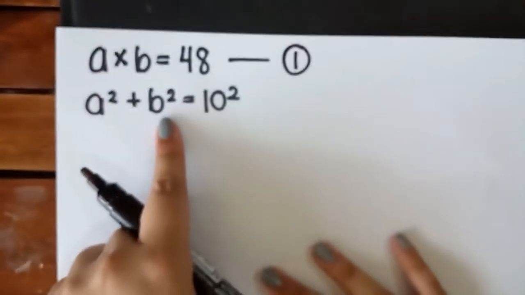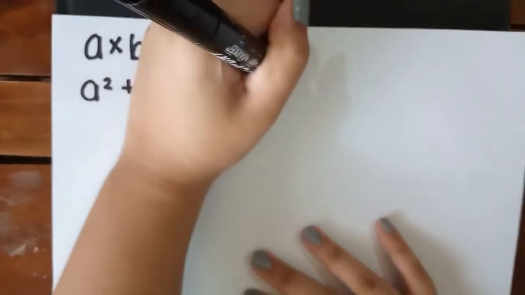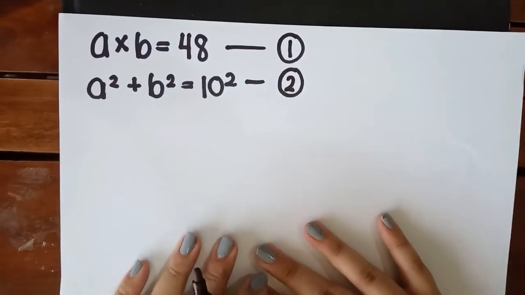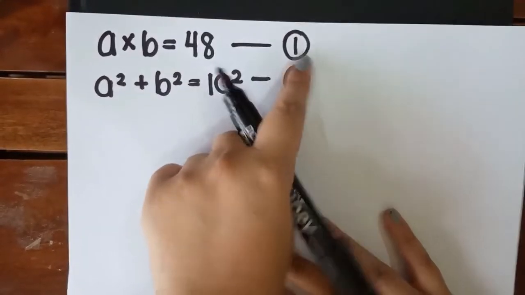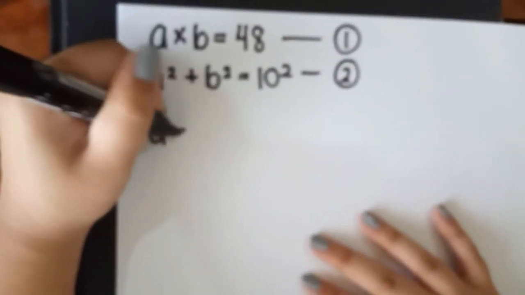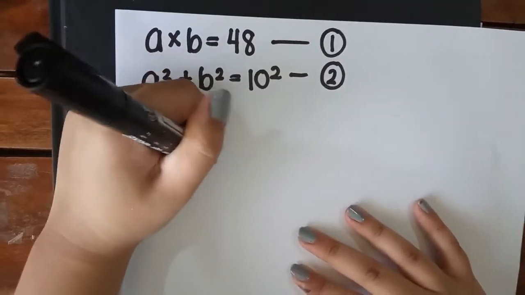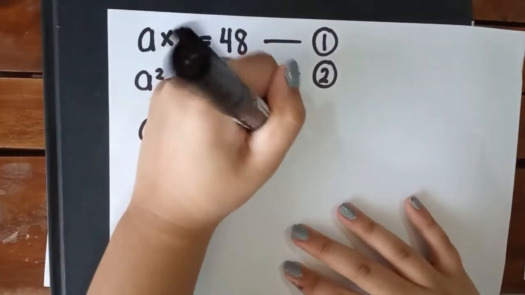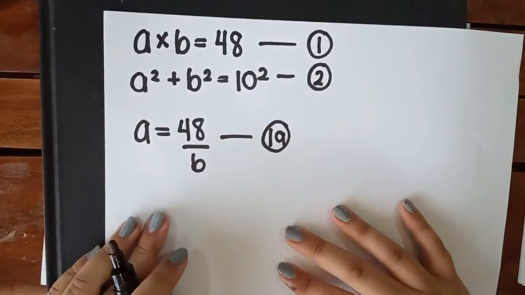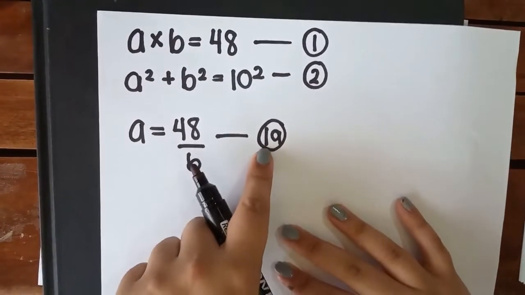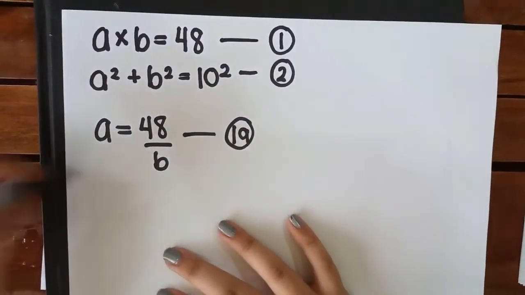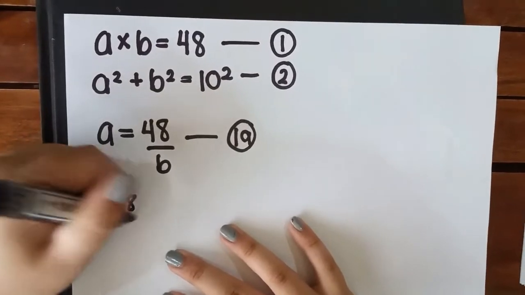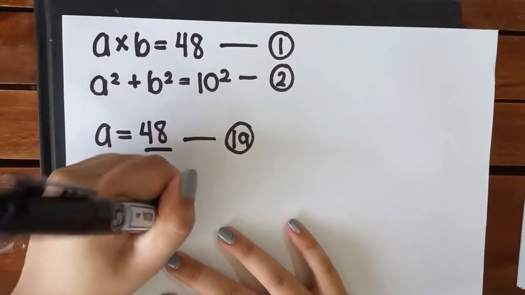This would be our first equation, and this would be our second equation. We will use the first equation and transform this into a is equal to 48 over b. This is equation 1a. Now, we will use equation 1a to substitute all of the a's in the second equation. So the resulting equation would be (48 over b) squared plus b squared is equal to 100.